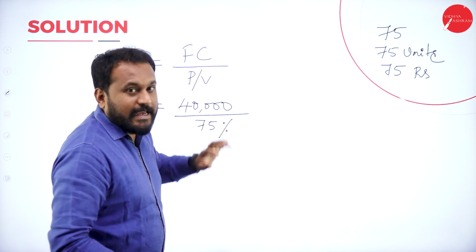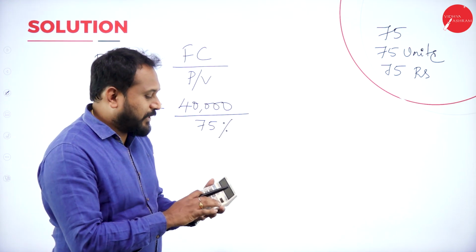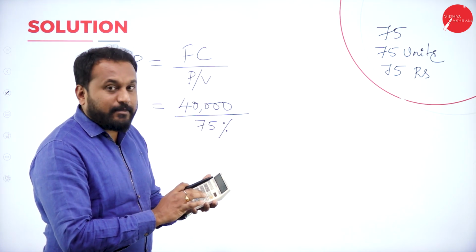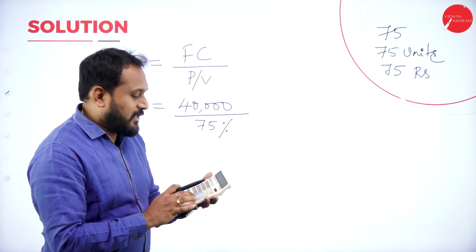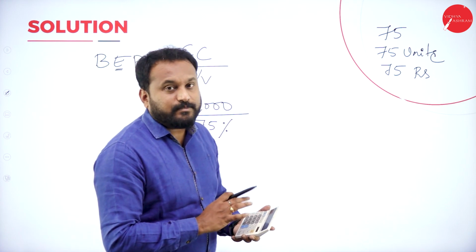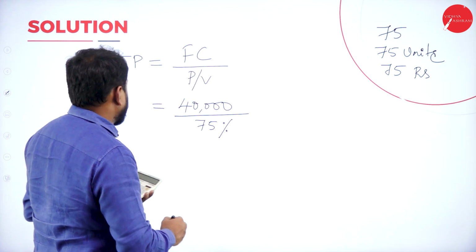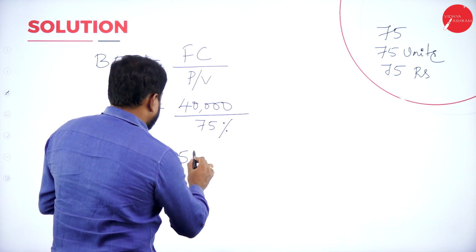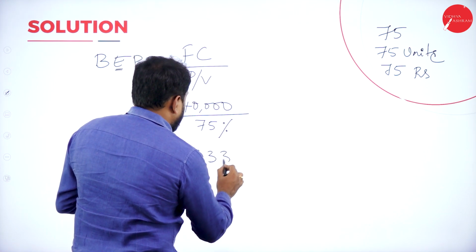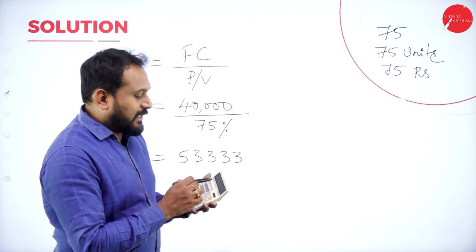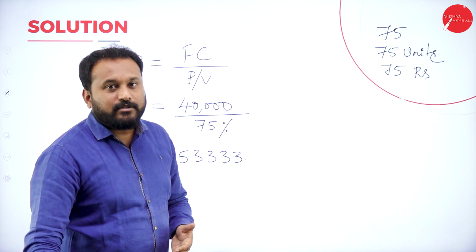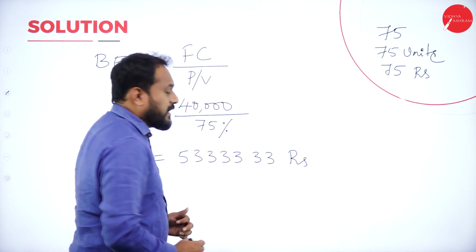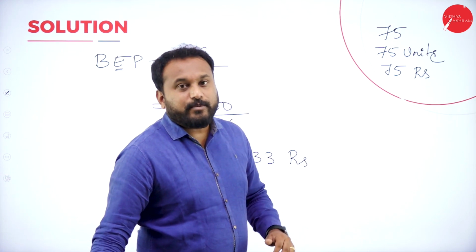So here, again you are supposed to take your calci. Cancel it, then type here 40,000 divided by 75%, and that is how much you will get. That much you are supposed to write. So hope you got your BEP is equal to, right? Now you got something like 53,333 point 3333333. Now what you are supposed to do is very simple. Just write 0.33 rupees. Done. That is 33 paisa.